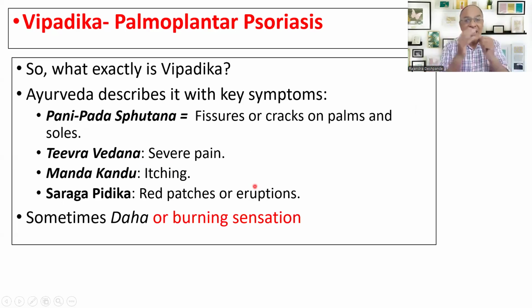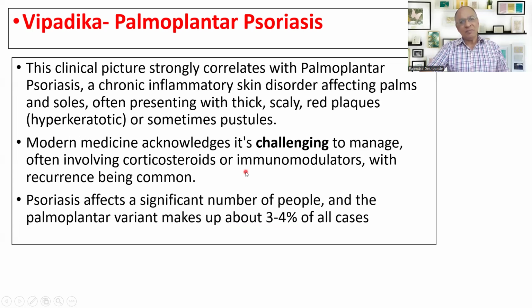So, what exactly do you mean by Vipadika? Ayurveda describes it with some key symptoms. Number 1, Pani Pada Sputana. I am giving you both Sanskrit knowledge as well as the modern comparative terms. So, fissures or cracks on palms and soles. Then, there is Tivra Vedana, severe pain sometimes. Then, Manda Kandu, itching. Then, Sarag Pidika, red patches or eruptions. Sometimes there may be daha or a burning sensation.